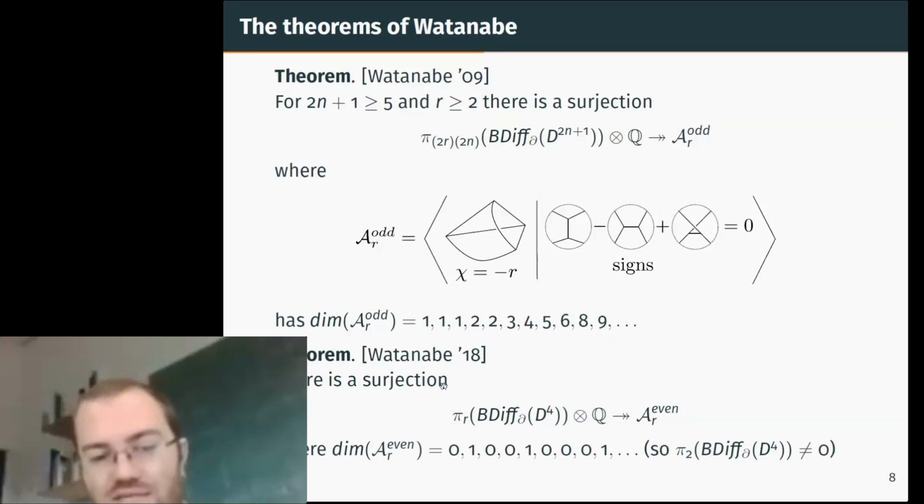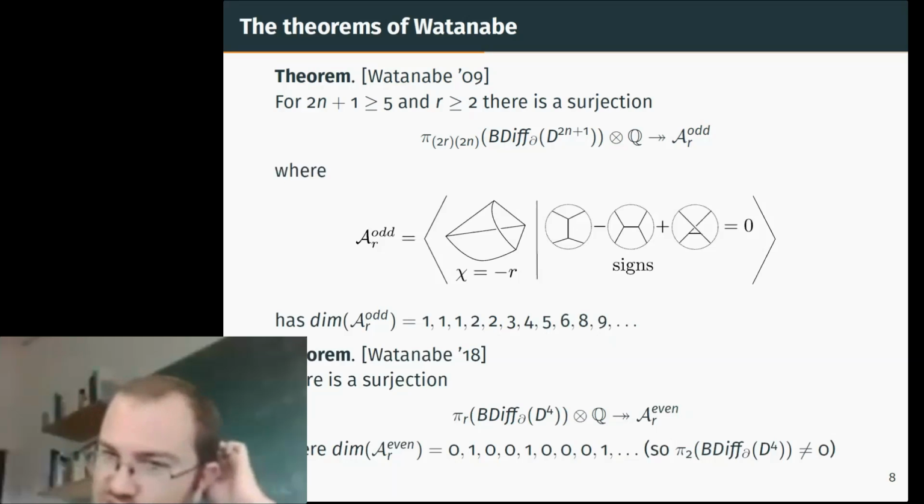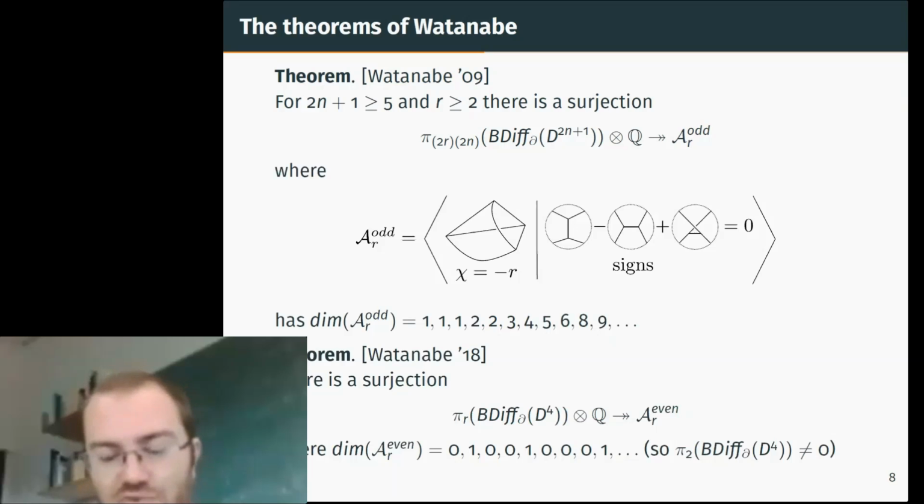So using this, when R is 2, he showed that pi 2 of the classifying space of the diffeomorphism group of the 4 disk is not trivial, which resolves a tremendous number of questions in 4-dimensional topology. This was known as the Smale conjecture. It's, of course, well known that in high dimensions, the diffeomorphism group of a disk is not contractible. And in very low dimensions, 2 and 3, it is contractible by theorems of Smale and by Hatcher. And for 4, it was open.